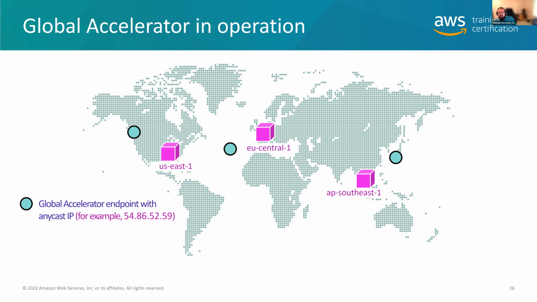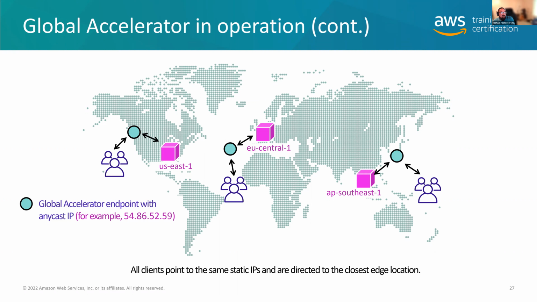If they're obviously in Europe, they're going to go to Europe, right? But this single IP address acts as a single entry point into any of these data centers, no matter where they are in the world. So they're directed to the closest edge location and or data center, depending on what you're routing for. This, by the way, goes over AWS's global network, not the internet. So they always are routed through the optimum path.